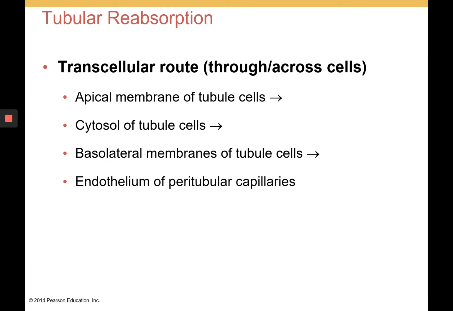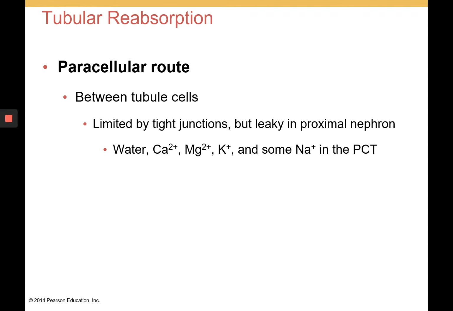Transcellular route is across or through cells, so we have to cross the apical membrane, the cytosol, the basal membrane, go across the interstitial space, and into the endothelium of the paratubular capillaries to accomplish tubular reabsorption via the transcellular route. The paracellular route is between tubule cells, so we have to bypass tight junctions, but in the proximal convoluted tubule, they're rather leaky.